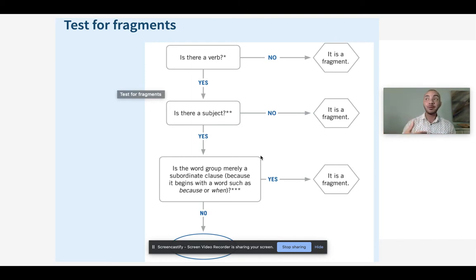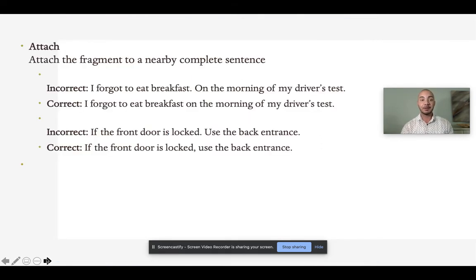And if you answered no to that last question, then what you have is a sentence fragment on your hands. There are three ways to correct sentence fragments. The first way is to combine it with nearby sentences.